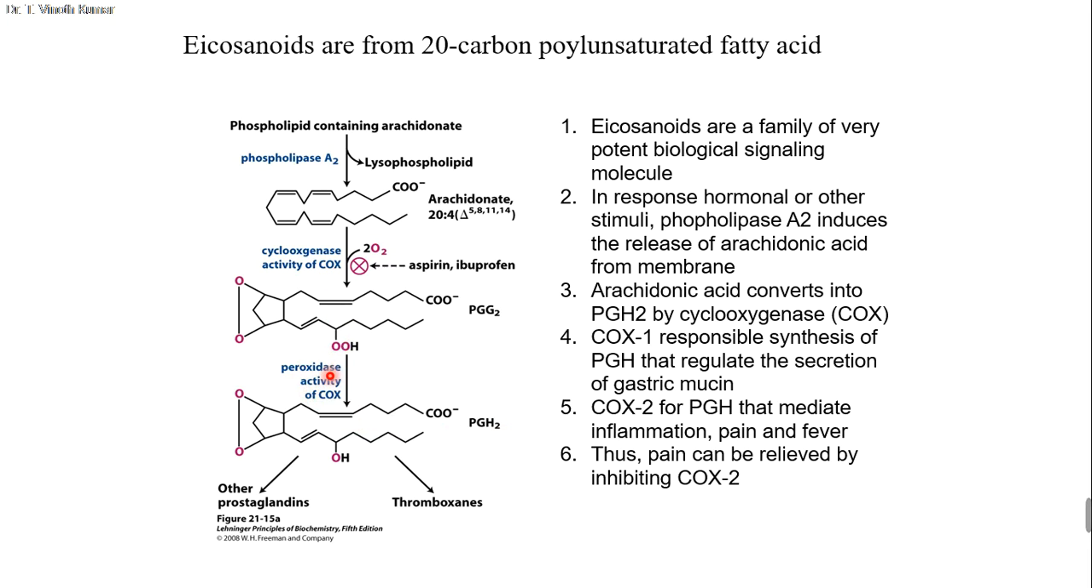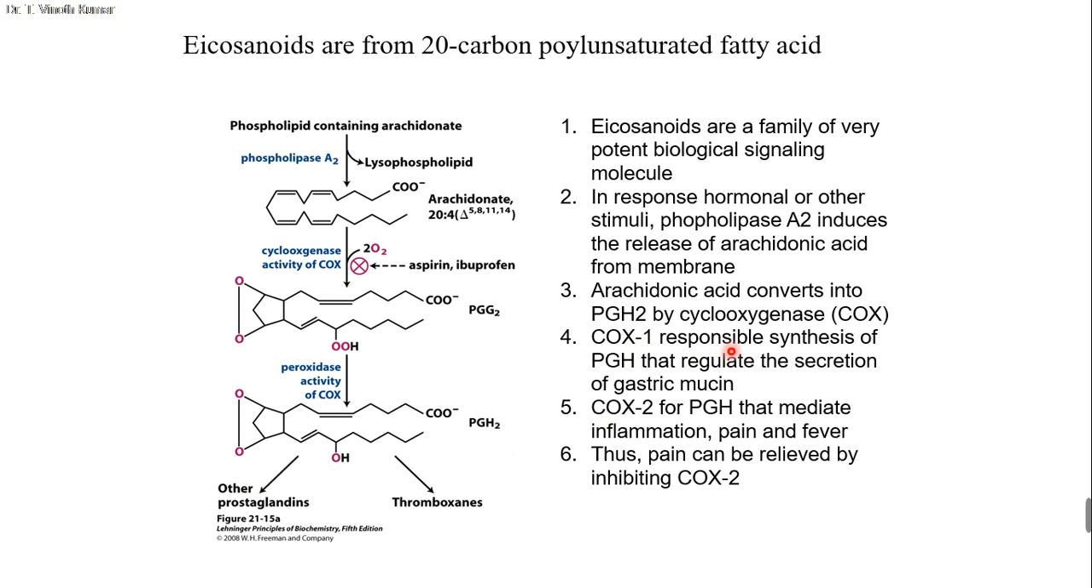There are 2 activities. One is cyclooxygenase. Cyclooxygenase means oxygen is required, and that will form a cyclic ring containing oxygen. And the second one is the peroxidase, removal of oxygen from one of the substances. That is called peroxidase activity. And due to that, PGH2 will be formed. From PGH2, all the thromboxanes and other prostaglandins will be synthesized.